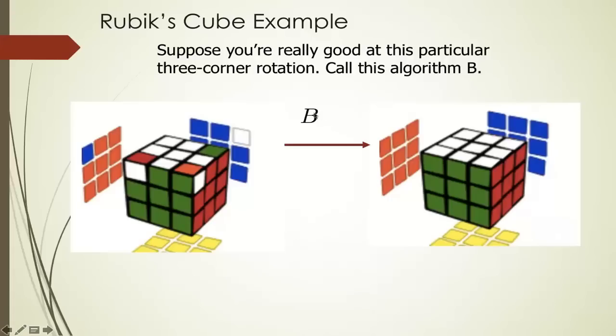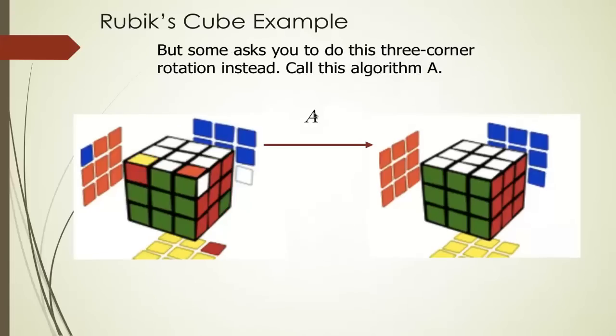So let's call this algorithm B. And suppose that you're good at this algorithm, you know how to do this algorithm, and that's an easy algorithm. Now, what if someone asks you to do a three-corner rotation, but this time they want you to rotate this corner, the top left corner here, down to the bottom, and they want you to rotate this corner to this corner, and then this corner finally back to this corner. So this is still a three-corner rotation, but you're rotating three different corners. And so this is a harder algorithm. Let's call this A. By the way, if I rotate these, then I actually solve the cube.